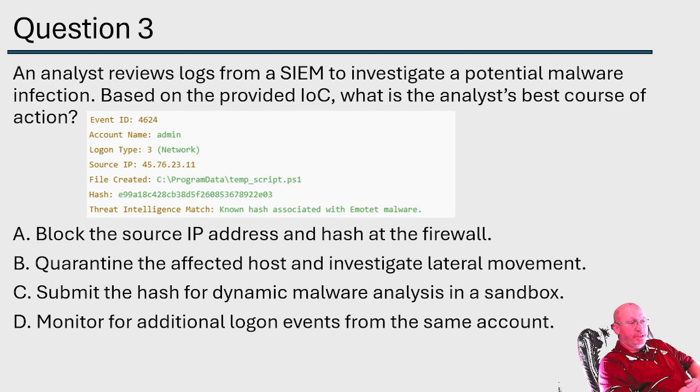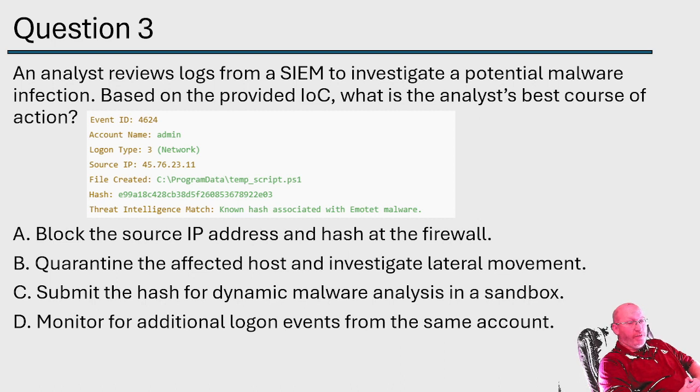All right, let's go ahead and answer this one. Pause the video if you need more time. Do we want to, A, block the source IP address and hash at the firewall? I like blocking the IP address because it came from a source, right? Obviously, that source is providing us some malware. And so blocking that source and the hash at the firewall, I'm assuming they mean the hash of the script, is definitely something that I would want to do.